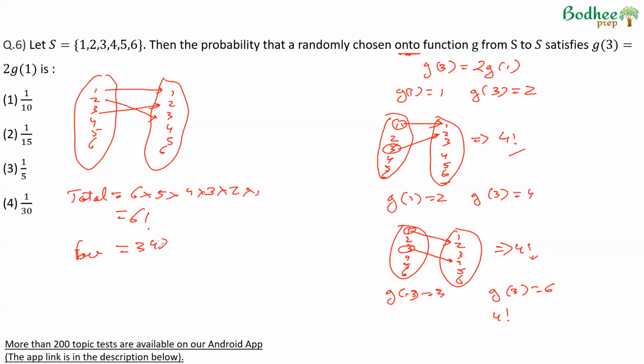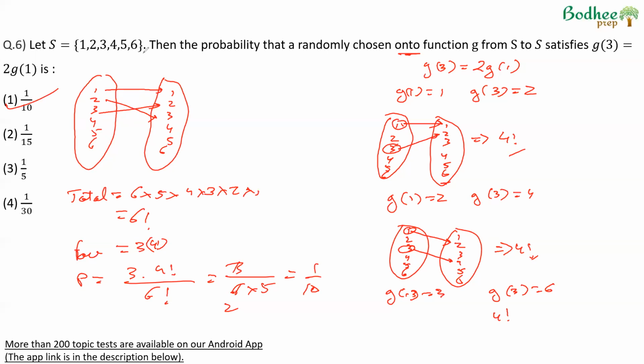And therefore the probability of this happening will be 3 into 4 factorial upon 6 factorial. This is 3 upon 6 into 5, which is 1 by 10. Option 1 becomes the answer.